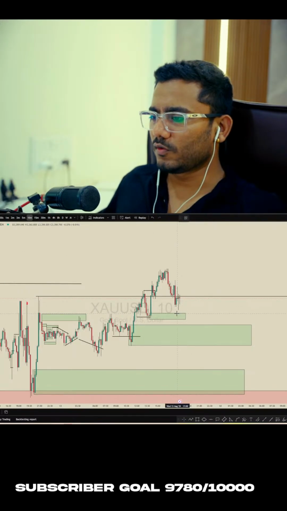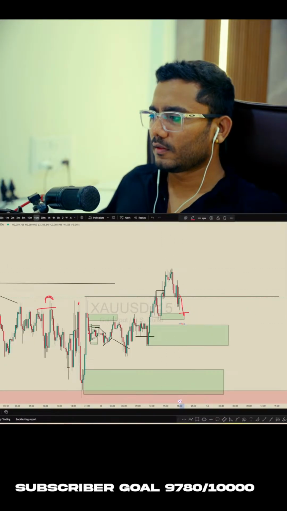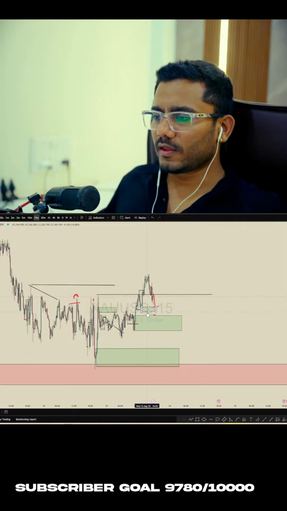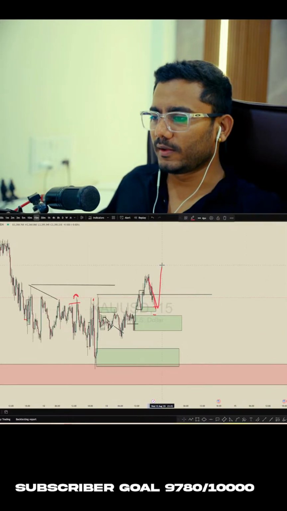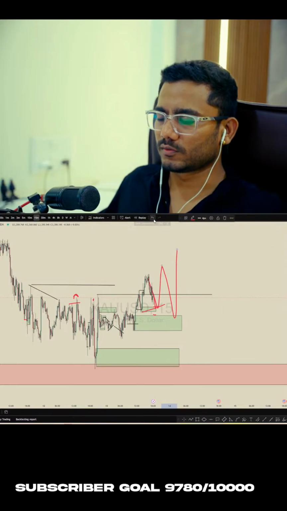So here also we can look for a buy side entry. Stop loss will be below this low. Next high will be the target. So both of these can work because it will create trendline liquidity. So this will be your trendline liquidity. Again, price can tap this order block and it can continue.